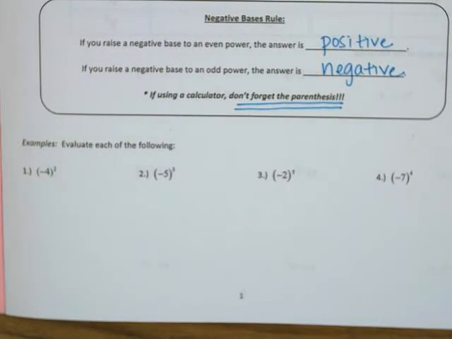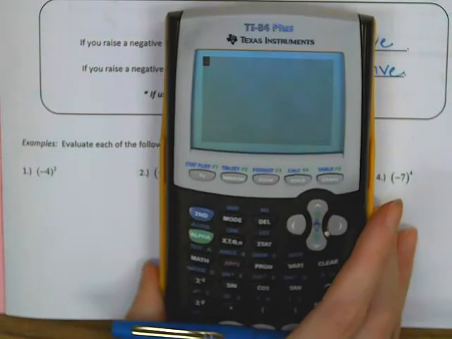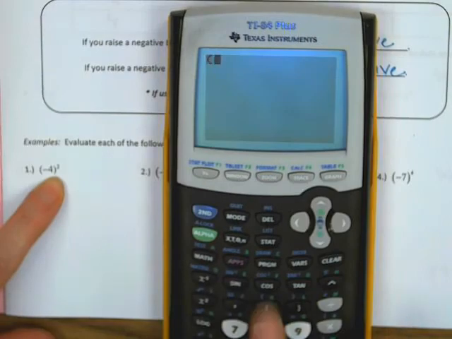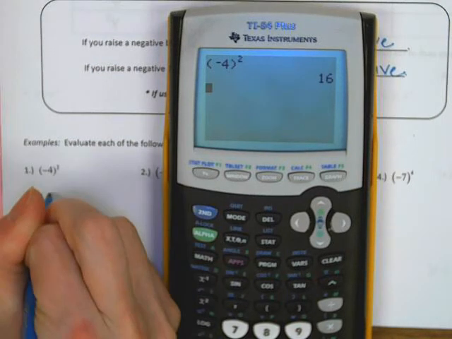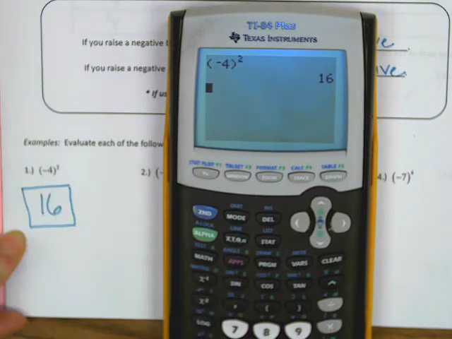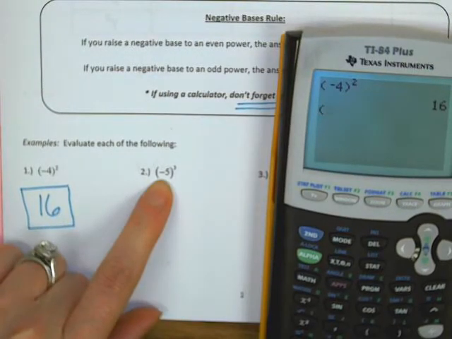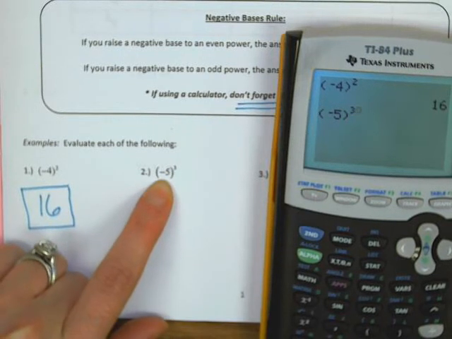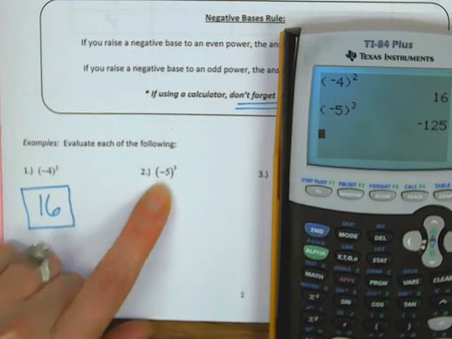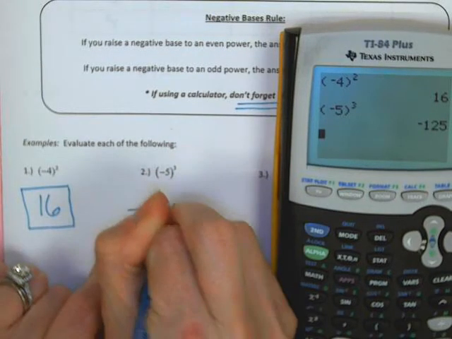All right, so number 1, -4 squared. Make sure you type it in parentheses. -4 and then raised to the second power. Okay, the answer should be 16, positive 16. All right, number 2, parentheses, negative 5 parentheses raised to the third power. And if you hit enter, you notice you get negative 125.